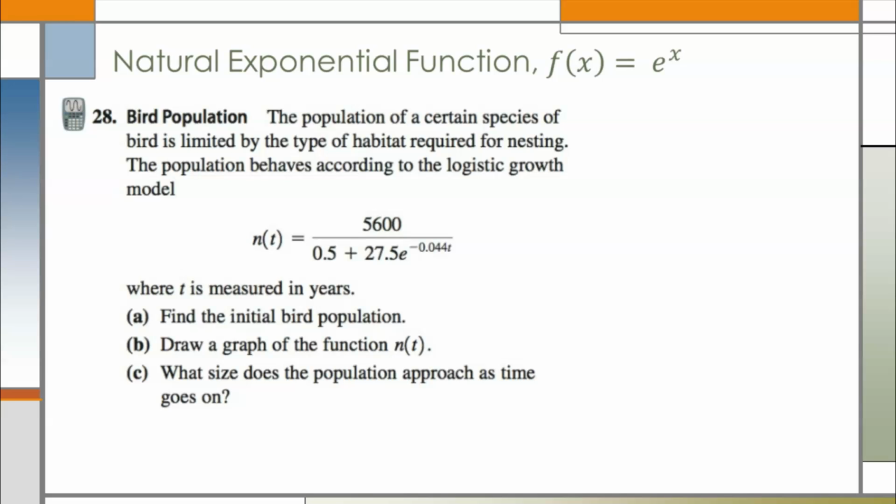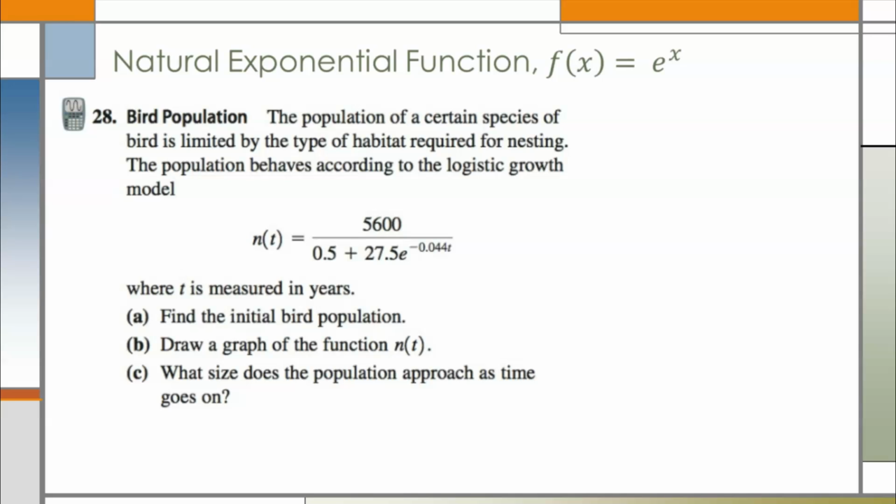The population of a certain species of bird is limited by the type of habitat required for nesting. The population behaves according to the logistic growth model as follows, where T is measured in years. Find the initial bird population, draw a graph of the function. What size does the population approach as time goes on?